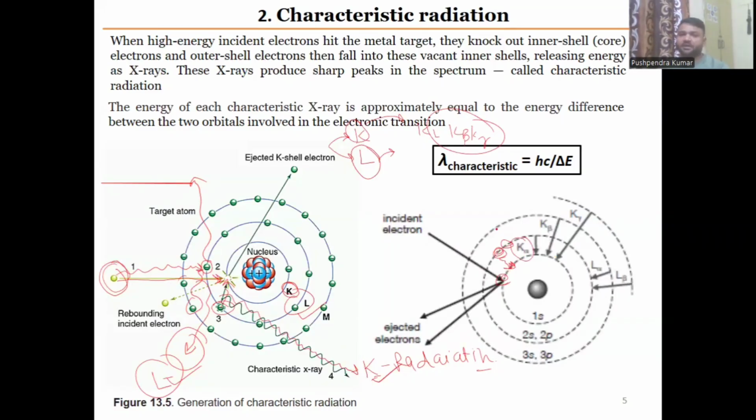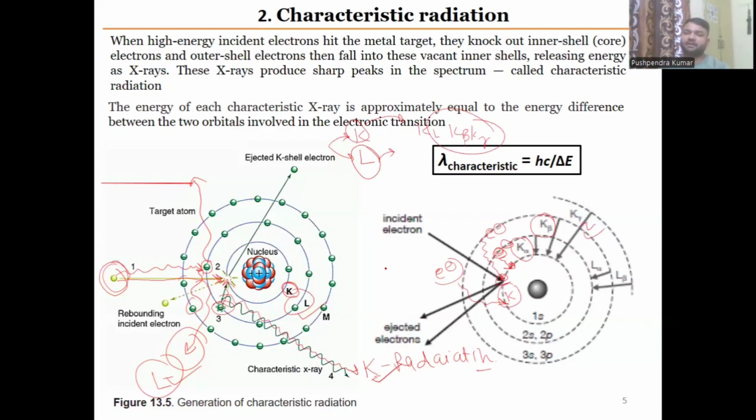And if an electron transition takes place from the third energy level to the K energy level, then this is known as K beta. And if the electron goes from the fourth energy level to the K level where the vacancy is generated, then this transition is known as K gamma.